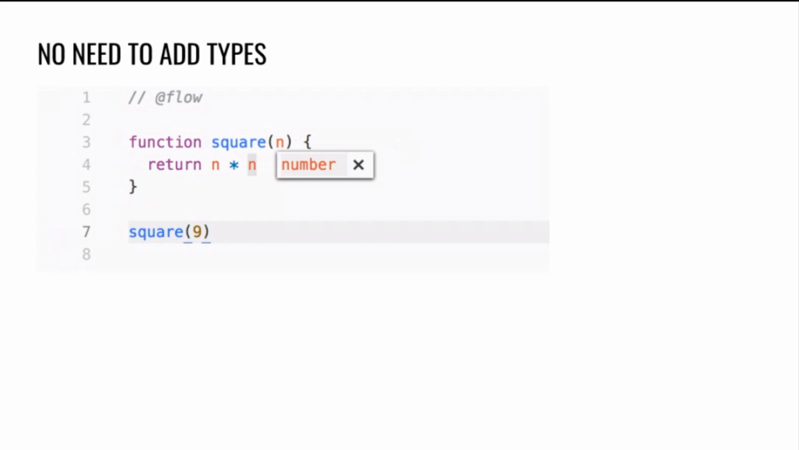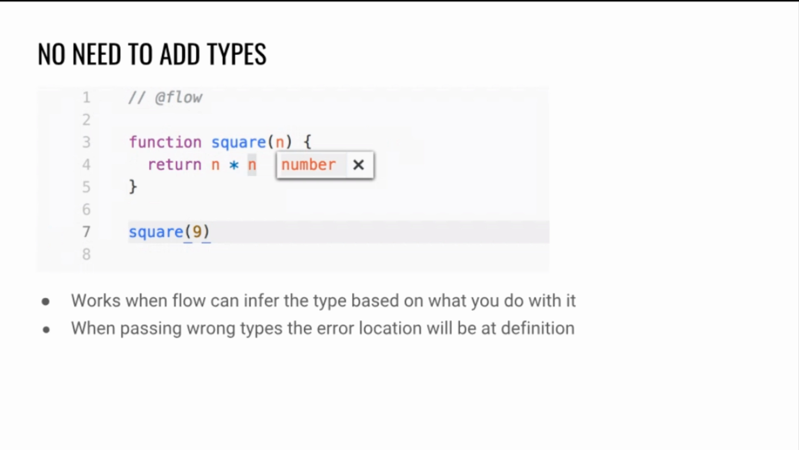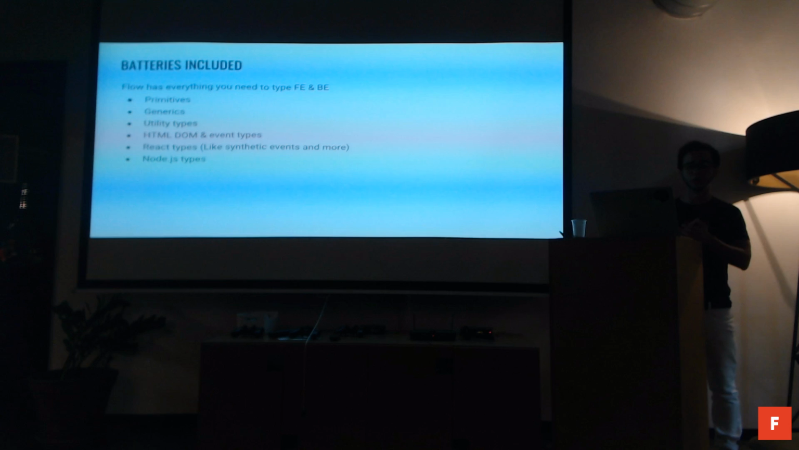So it will tell that the error is at square, where we're defining a function and not where we're calling it. You will get an error, but it will be a little bit harder to find out where is the actual error. So Flow is pretty powerful, and it comes with a lot of stuff that pretty much all you need for front end and back end.